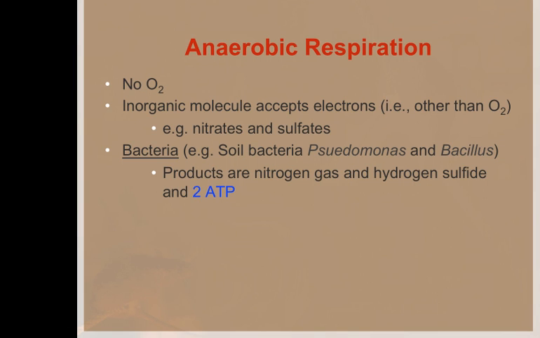Anaerobic respiration occurs in the absence of oxygen. Some soil bacteria will actually die in the presence of oxygen, and some other molecule than oxygen has to be able to accept the electrons during cellular respiration. In the case of the bacteria Pseudomonas and Bacillus, nitrates and sulfites accept the electrons. The products of this reaction are nitrogen gas, hydrogen sulfide, and 2 ATP.